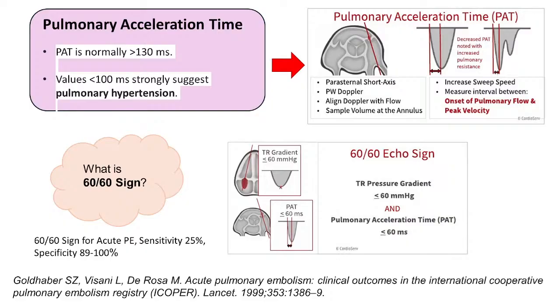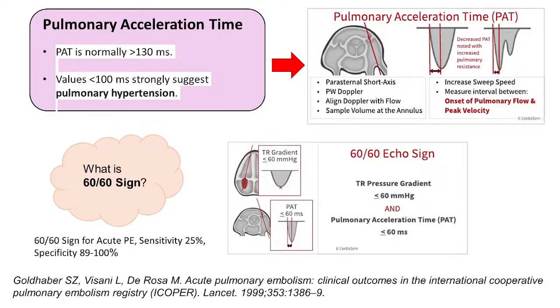So we get the pulmonary trunk view and put a pulse wave Doppler over there. We calculate it from the onset of the pulmonary flow to the peak velocity. Normally it is more than 130 milliseconds, and if the values are less than 100 milliseconds, they suggest again pulmonary hypertension.